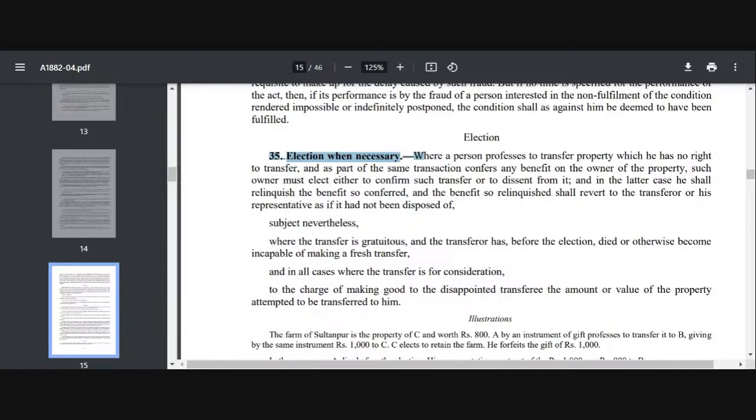I'll just take a break of 10 seconds in between. Till then, please just go on to read this doctrine of election from the Act. I'll take a 10 minutes break. Sorry, 10 seconds break, okay.